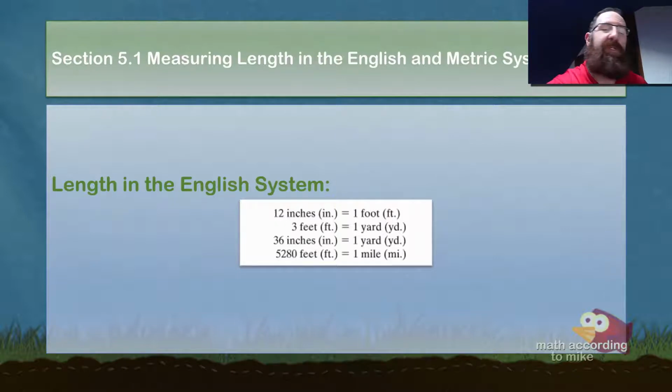And this is just a nerd fact for those grammar nerds out there. We put periods at the end of the English system measurements. When we get to metric, we don't put periods.